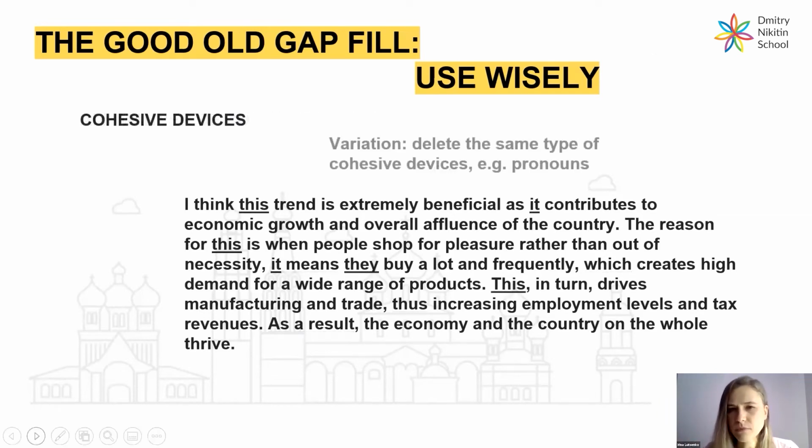But say your students need a specific practice. They want to practice on one specific thing, one specific cohesive device. What you can do is delete the same type of cohesive devices. Like in this case, I underlined all pronouns, and you can delete all pronouns to show how referencing works. Can they guess them? Can they identify what they refer to? Now, this is what I call wise use of gaps.